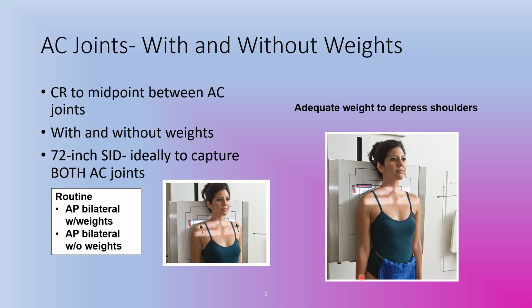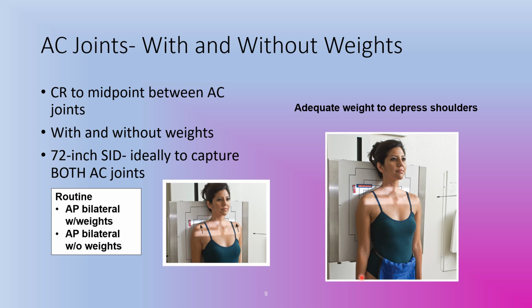Now, I would tell you, you would do without weights first, and then you would set everything up, give them the weight in their good hand or good side, and at the last possible minute, give them the weight in their bad side, and then have them stop breathing and make the exposure. If they have an AC joint separation, it is extremely painful. These weights are typically 5 to 8 pound weights.